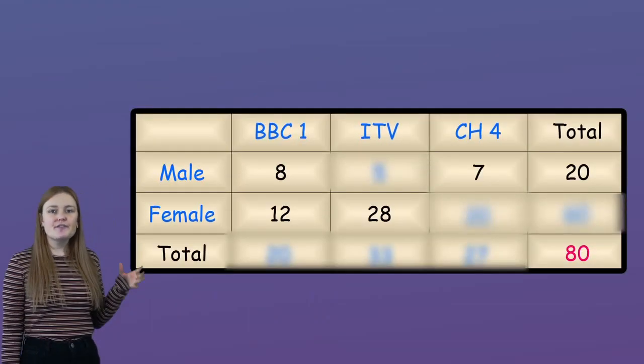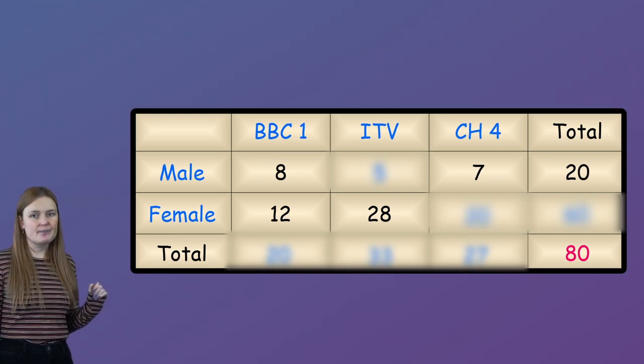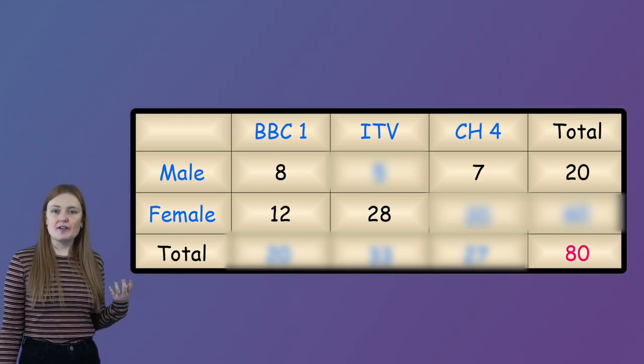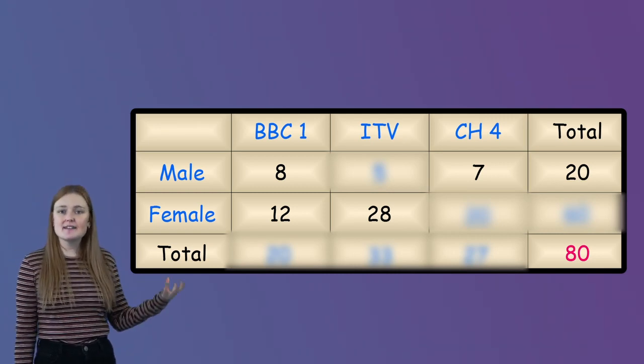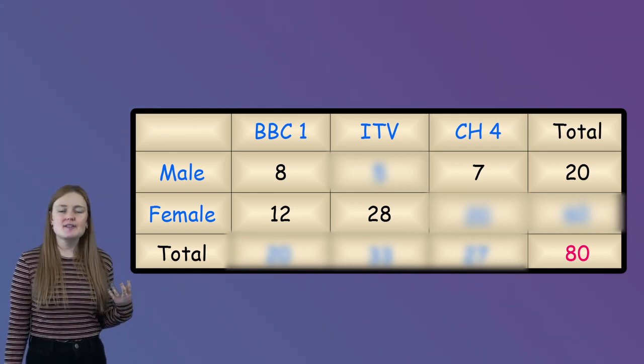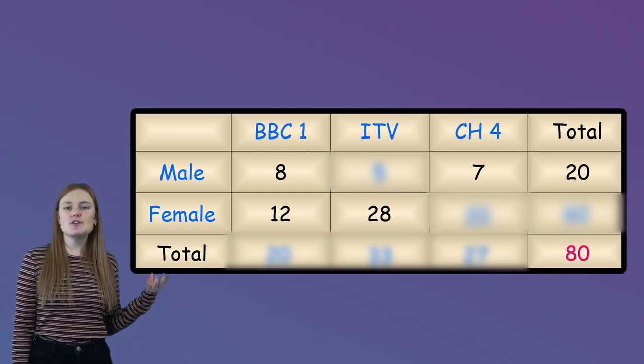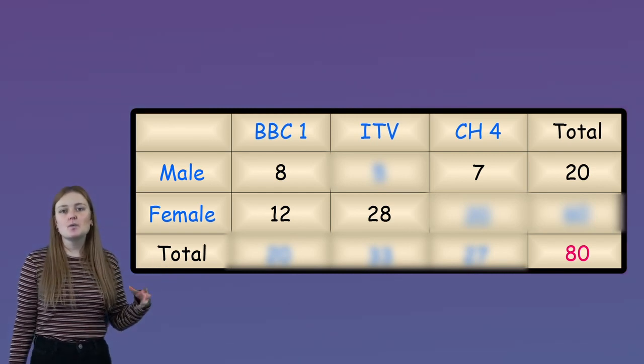Another example could be where they give you the table partially filled in and which TV channel they prefer to watch, BBC One, ITV or Channel 4. So we've got some gaps that we need to fill in here. Well, I can see that the total males in the survey was 20. 8 of them watched BBC One and 7 watched Channel 4. So adding those together gives me 15. So my missing number to go in ITV would be 5.